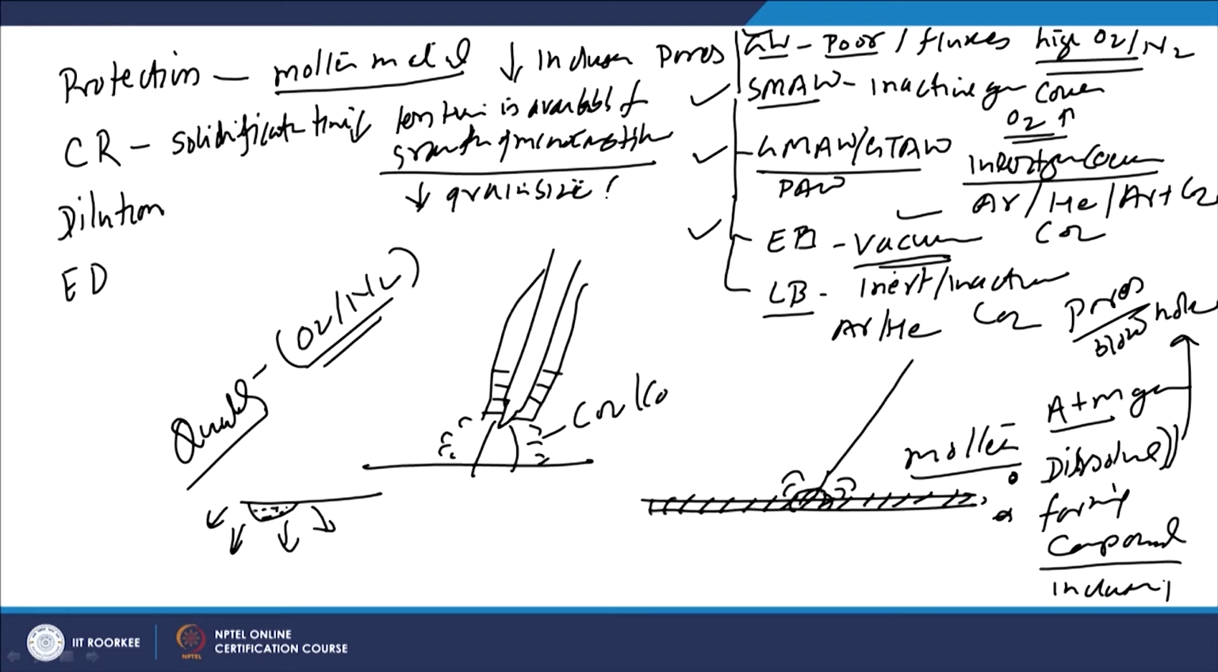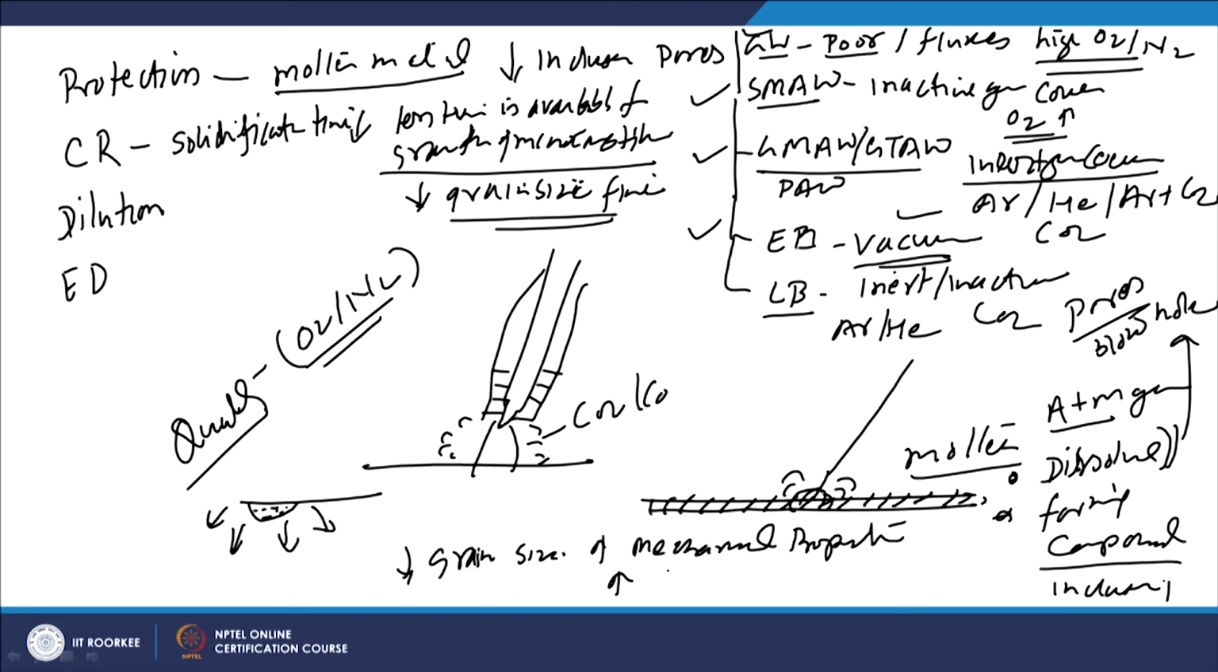So, it will be leading to fine grains, and we know that as the grain size is reduced, there is improvement in mechanical properties in general: hardness, toughness, ductility, fracture resistance all improve. So, improvement in mechanical properties, and this improvement will also lead to the improvement in tribological properties.